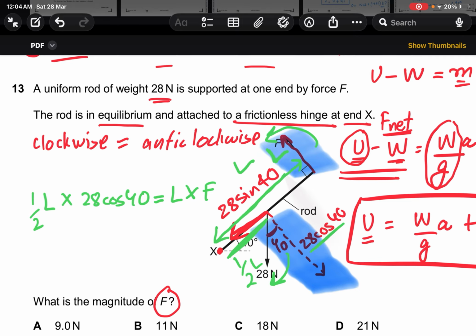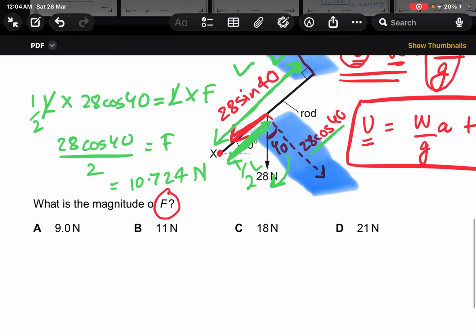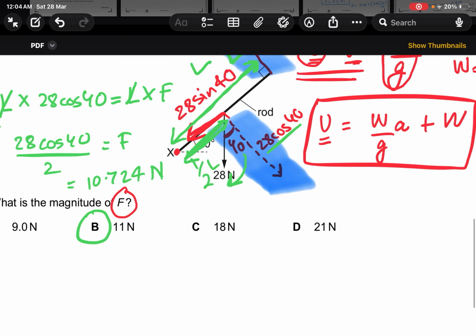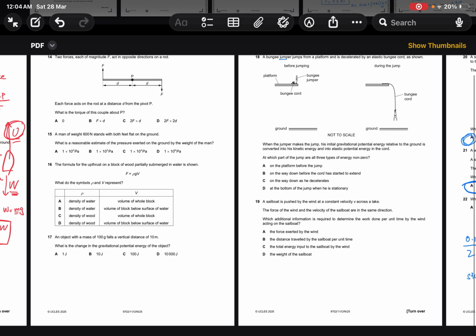We considered this length to be L, this length to be half L. L gets cancelled with L. So 28 cos 40 divided by 2 equals F. Do it on your calculators. 28 cos 40 divided by 2. This gives me 10.724 newtons, which I round off and I get 11 newtons. Got it? This was easy.